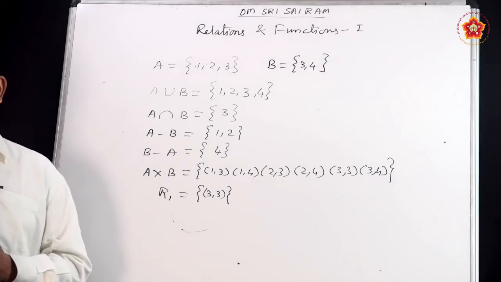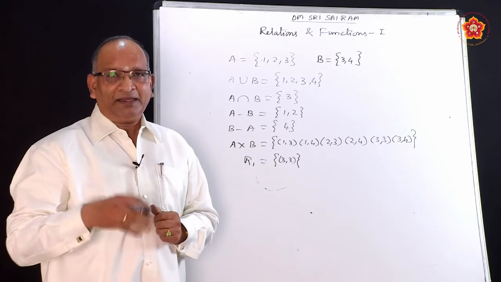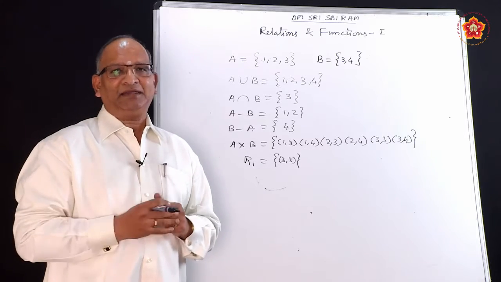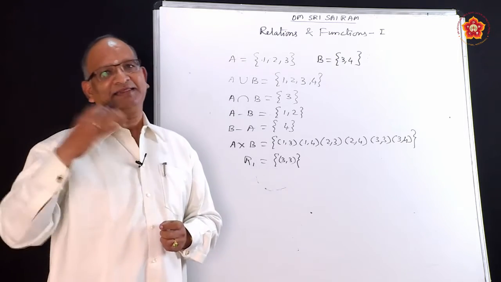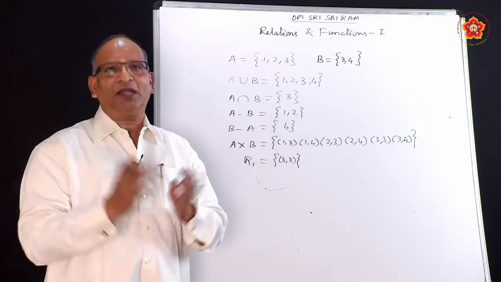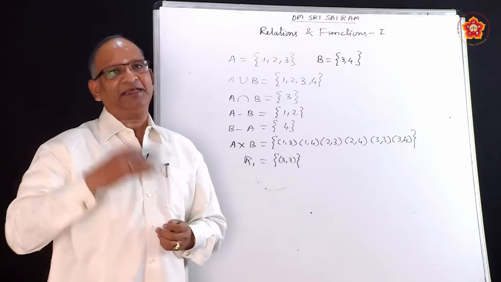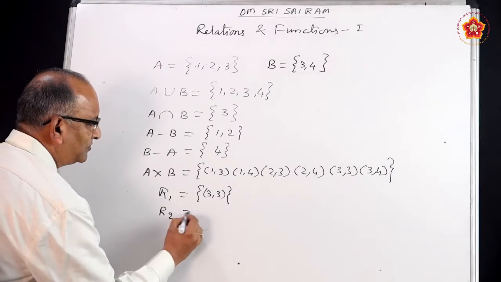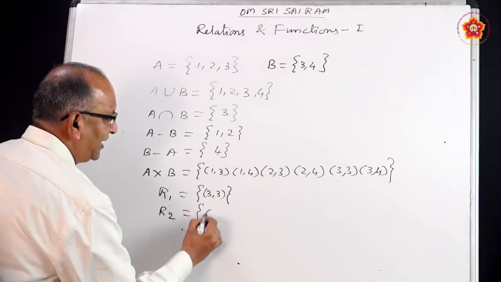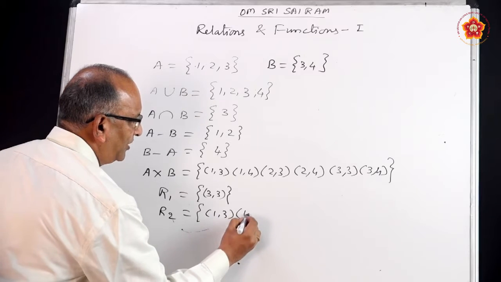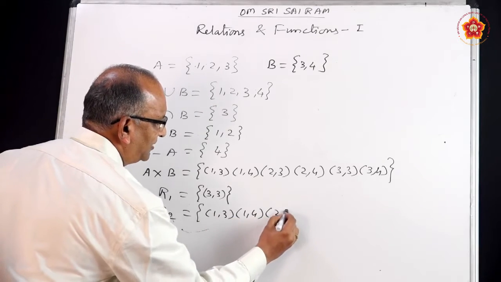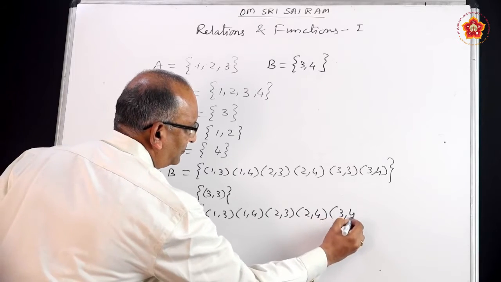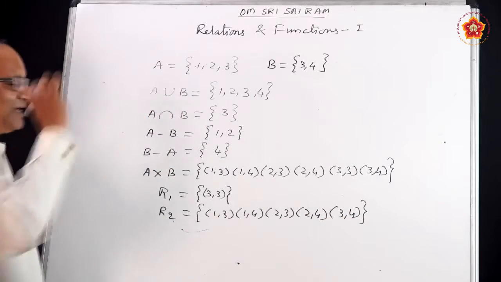This is one relation. You can take another relation, let us say less than. What do you mean by that? First element is less than the second element. So, collect all ordered pairs in which first element is smaller than the second. Let us say we call it R2. So, we have (1,3), (1,4), (2,3), (2,4) and (3,4). All these are part of it.